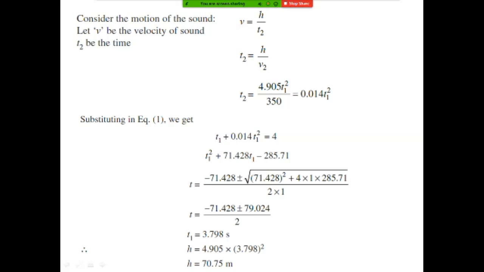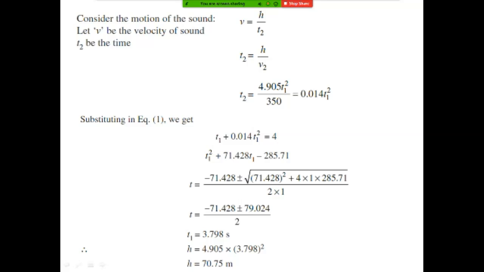The solution is minus b plus or minus square root of b square minus 4ac, divided by 2a. This is the equation, so I substitute the corresponding values over here. Then I found T1 as 3.798 seconds. This means if you throw the stone, it will reach the base of the well at this time. Then you have to find the depth of the well.